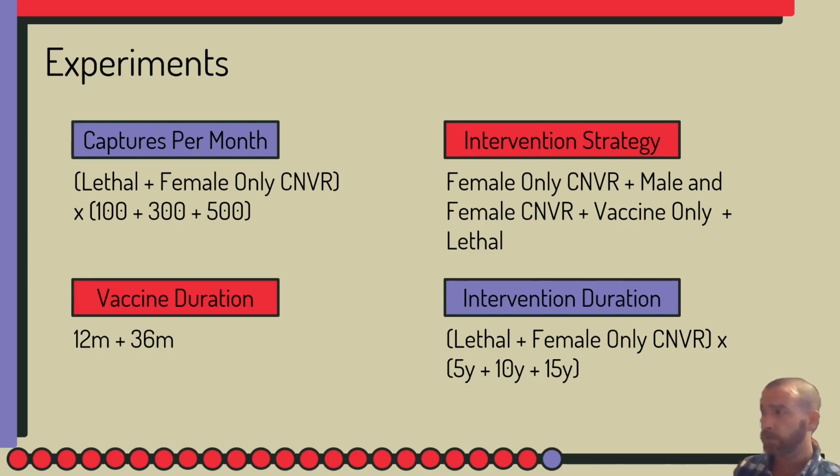Should I be doing females only, or should I be doing males and females? If I have somebody that's advocating for a lethal control scheme, right, what does that look like if we were to do that compared to something like a female-only CNVR or a vaccine scheme? As well as things like duration of the actual program. How long is it lasting? How long are we intervening for: 5, 10, or 15 years? So we've already done these experiments, and we can give you a better understanding of the sorts of results that you should see.